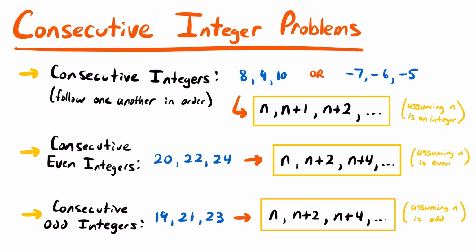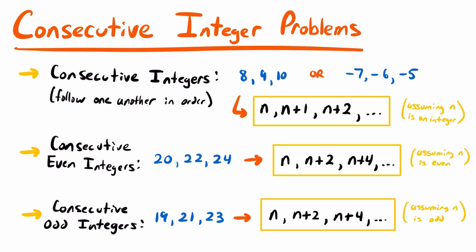Notice that all of these numbers are just off by 2, right? 19 plus 2 is 21, 21 plus 2 is 23. So just like with consecutive even integers, consecutive odd integers are just a value of 2 apart. You can add 2 to an odd integer to get the next odd integer.